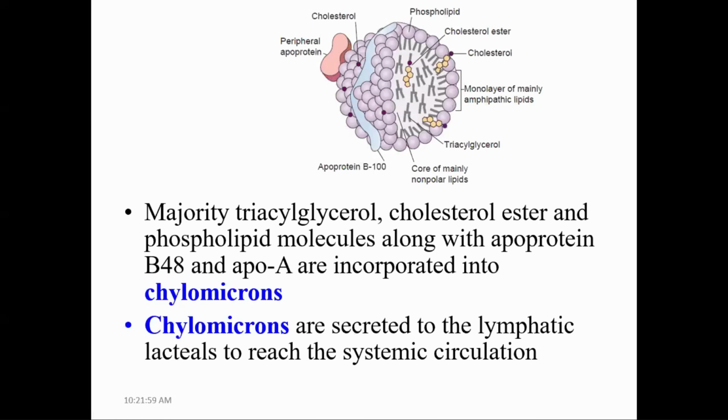So the majority of triacylglycerol, cholesterol ester, and phospholipid molecules, along with apoprotein B48 and ApoA, are incorporated into chylomicron. This chylomicron is the carrier lipoprotein for dietary lipids, and these chylomicrons are secreted into the lymphatic lacteal to reach the systemic circulation.